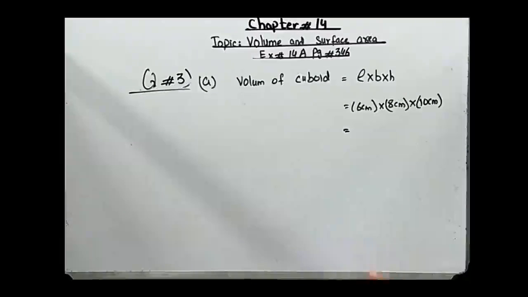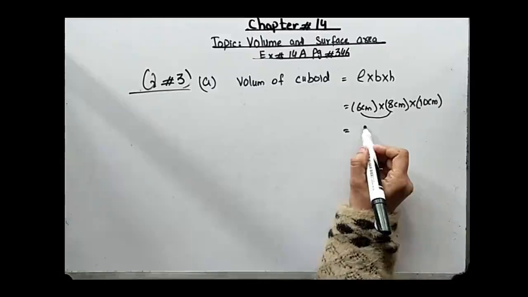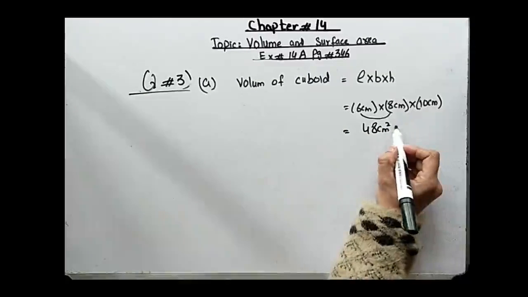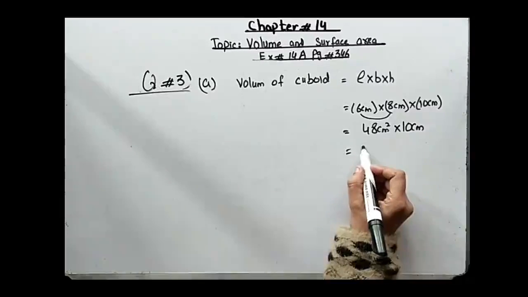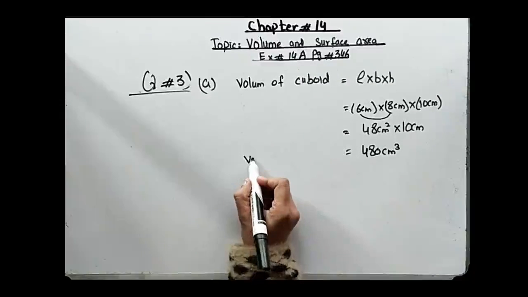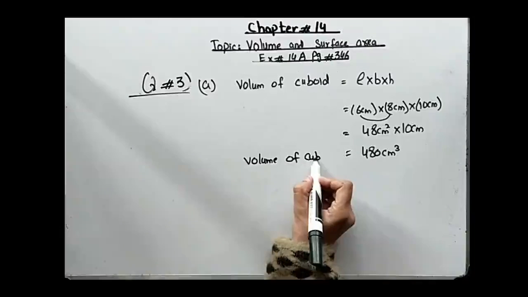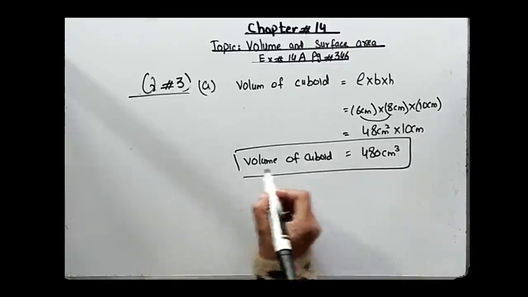So multiply all the numbers. 8 times 6 is 48 centimeter square, multiply by 10 centimeter. So 48 multiply 10 is 480 centimeter cube. So the volume of the cuboid is equal to 480 centimeter cube. This is your final answer.